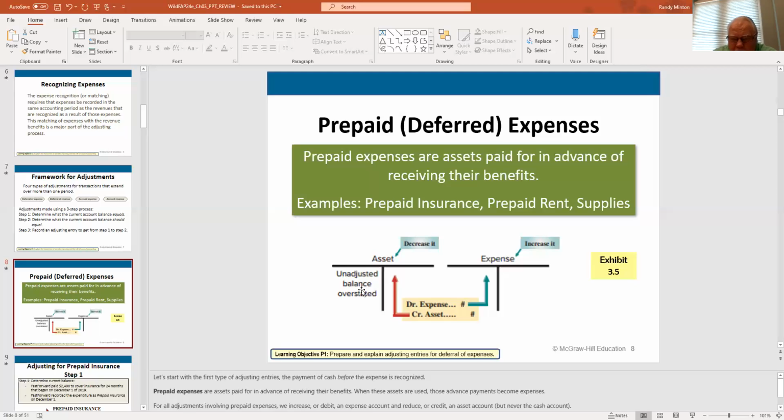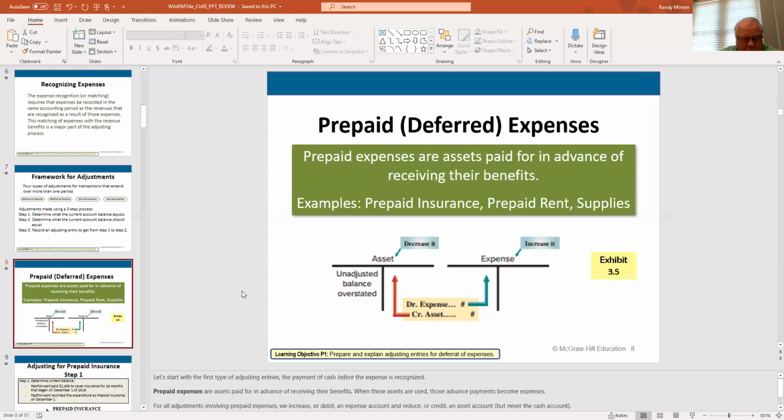Now let's assume that 6 months has passed. If I look at the books, they're still showing $2,400, but I've used up 6 months of it, or $600. So what I have to do is transfer out of the asset $600 by giving it a credit, and I have to debit an expense, in this case insurance expense, for $600, so that I can transfer it from the asset to the expense with the idea that it's going to support some revenues, right?